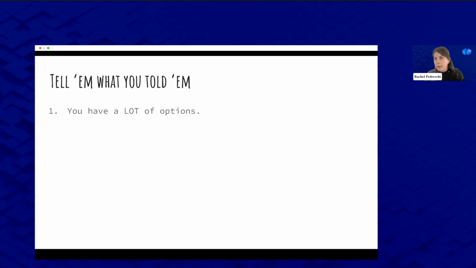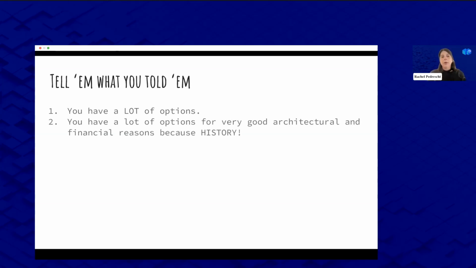All right, so I think I'm coming up on time. So in conclusion, you have a lot of options now. You're not just stuck with Oracle or Informix or IBM or whatever. You have lots and lots of options. And you have a lot of options for very good architectural and financial reasons. Disk isn't as expensive as it used to be. So we can play around with disk. And now we've got the cloud. We don't have to manage these whole systems on our own. We have learned from history, and systems have evolved since then.